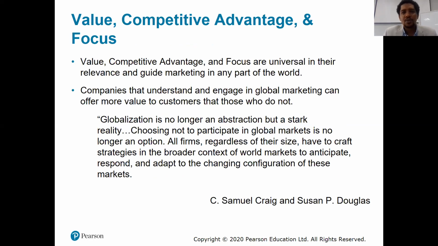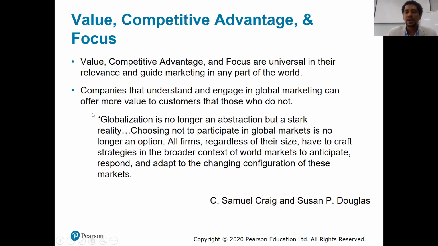And value, competitive advantage, and focus. So value, competitive advantage, and focus are universal in their relevance and guide marketing in any part of the world. So companies that understand and engage in global marketing can offer more value to customers than those who do not, okay?